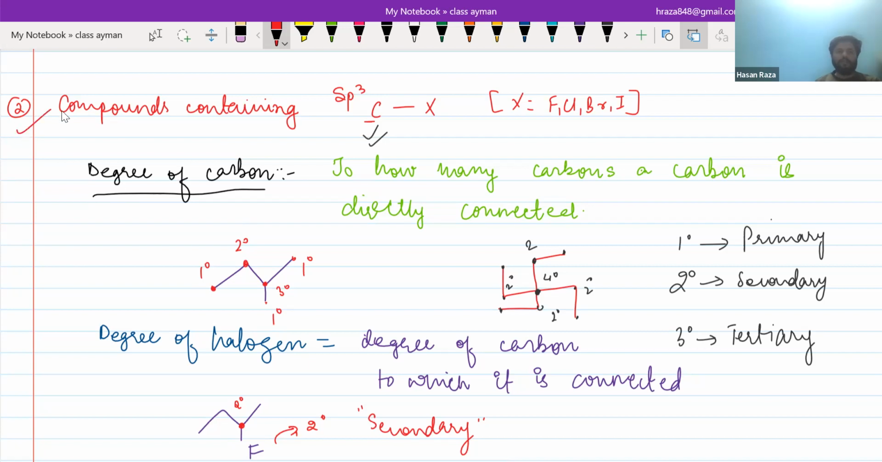Then I will tell you about the classification containing the sp3 C-X bond.